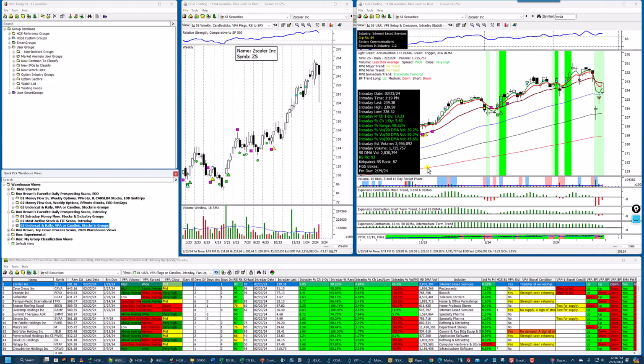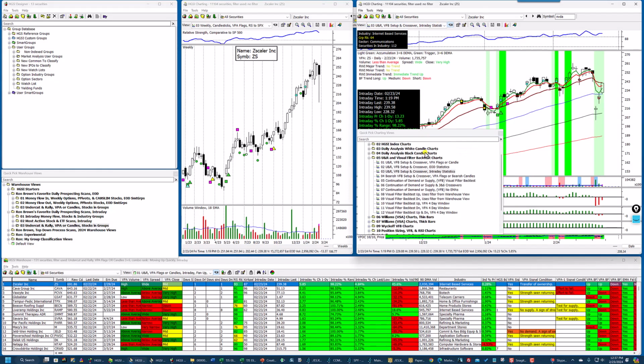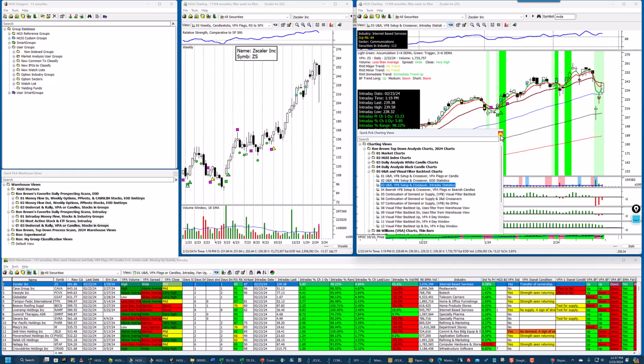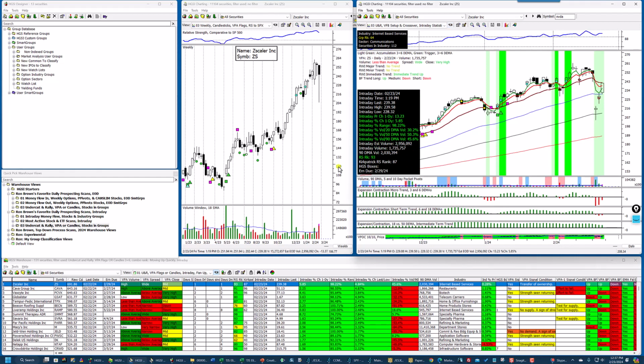I've got an arrow here. I'm using white today. This is a weekly chart because I'm using my undercut and rally number three chart, and I'll show you where it is. If you look under the visual filter backtest charts and go to number 3, this is the one I'm using right now. These are bullish. Here's a bearish version. It doesn't have the intraday stats. This one does, because most of the time I'm looking for long side trades. So that's where you'll find this chart, and I'll explain this as I go through this.